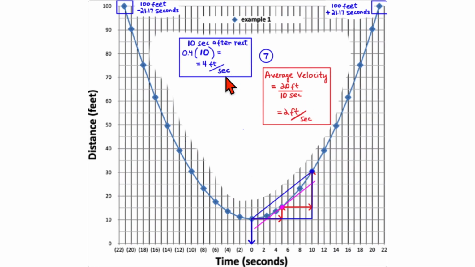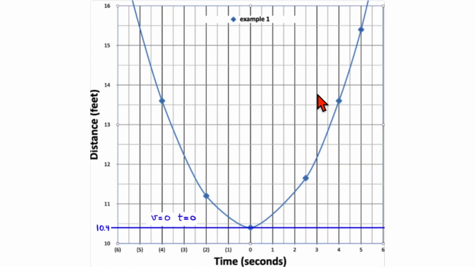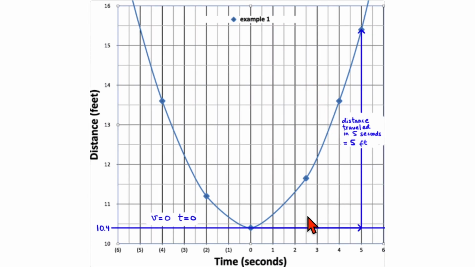10 seconds after rest, the instantaneous velocity is 4 feet per second. 5 seconds after rest, so half the time interval, the instantaneous velocity is 2 feet per second, which is equal to the average velocity over twice the time interval. So rather than 5 seconds, it's 10 seconds. So whatever 2 points you choose, that relationship has to hold. The average velocity will be equal to the instantaneous velocity at half the time interval. So choose a different time interval.